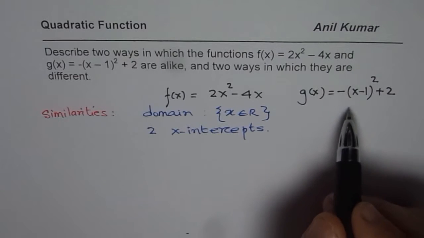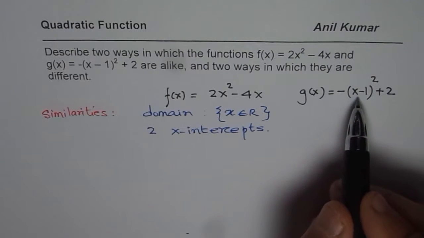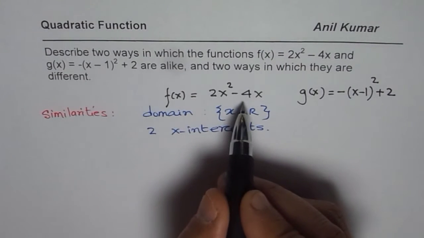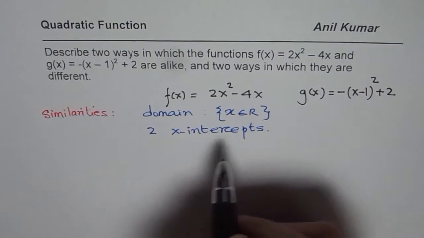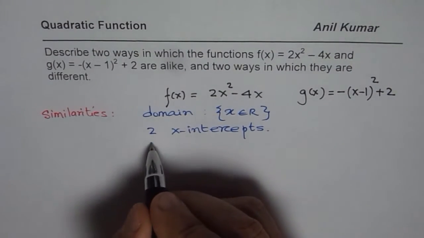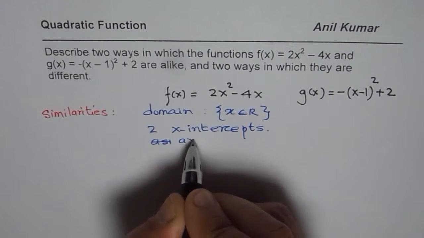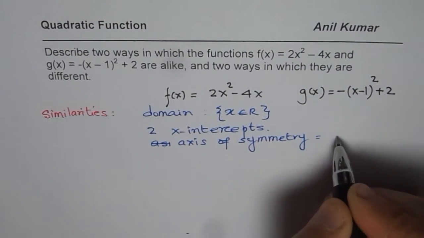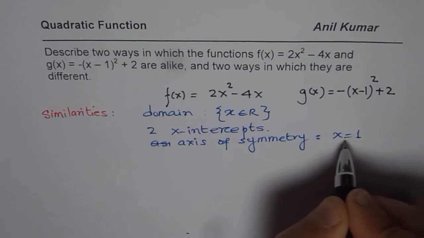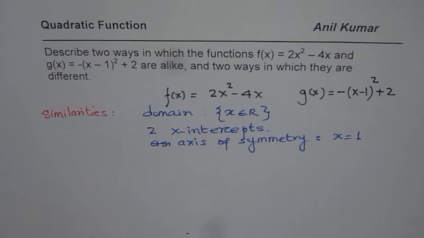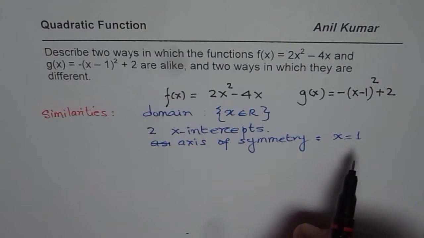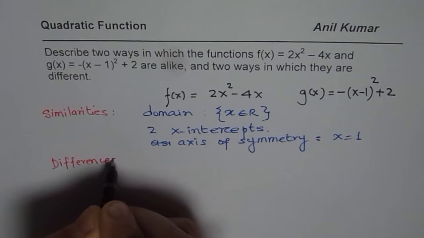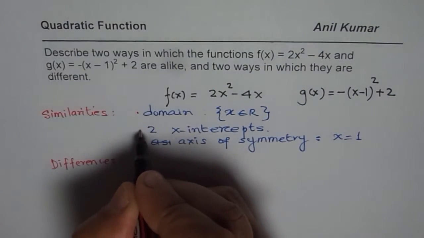Got it? Now, just because we said x-intercepts, the axis of symmetry in this case is 1, and here also it is 1. Between 2 and 0, we get 1 as the axis of symmetry. So here we have another similarity, and that is the axis of symmetry, which is x equals 1. For both the equations, the axis of symmetry is x equals 1. So these are three similarities between these two functions given to us. Now let's look into differences. All these things, especially these two, we did even without calculations.